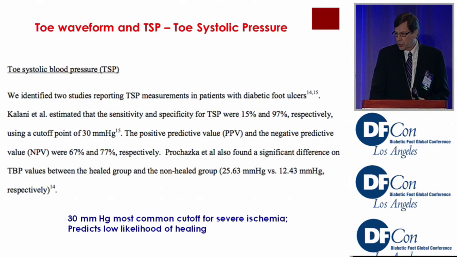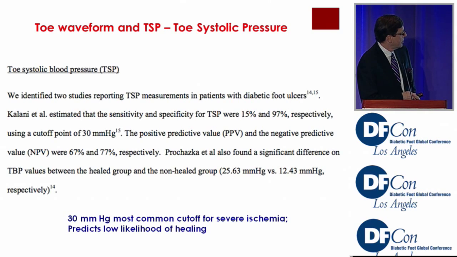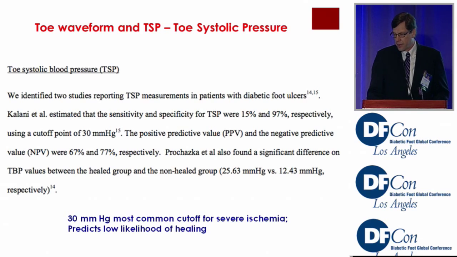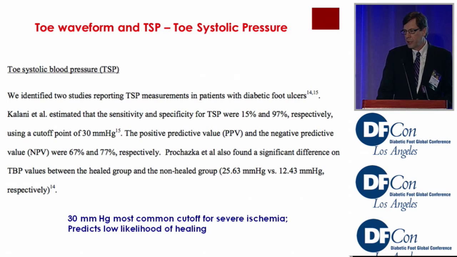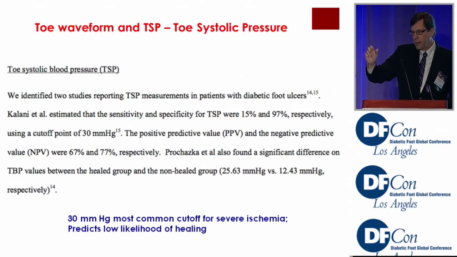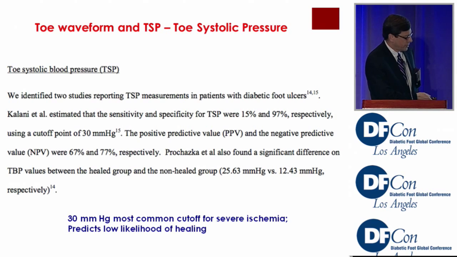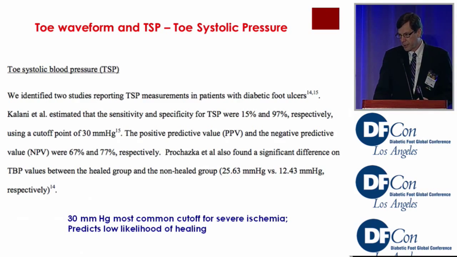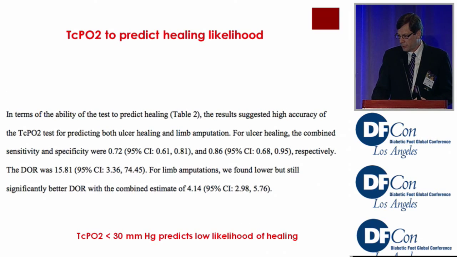And then if you look at toe systolic pressure, if you remember from the WIfI classification that some of us talked about yesterday, almost every study that looks at toe systolic pressure, you get a cutoff of about 30. So if your toe pressure is less than 30, you have a very low likelihood of healing. So don't you want to know that? When you see a patient up front, wouldn't you like to know high likelihood of healing, kind of moderate, and then very low? Because these are the patients you need to focus on. You don't want to miss those patients because those are the ones that are going to get infected if their wound's not dealt with, and you're going to lose.